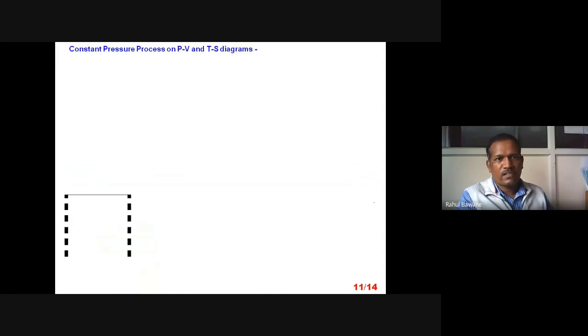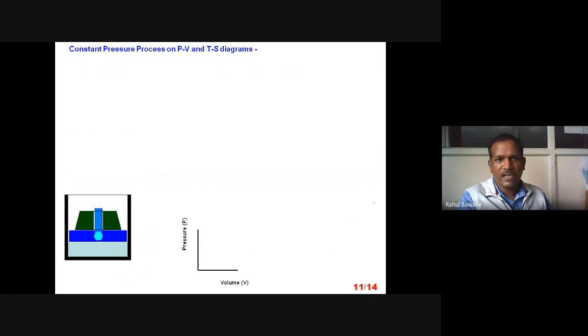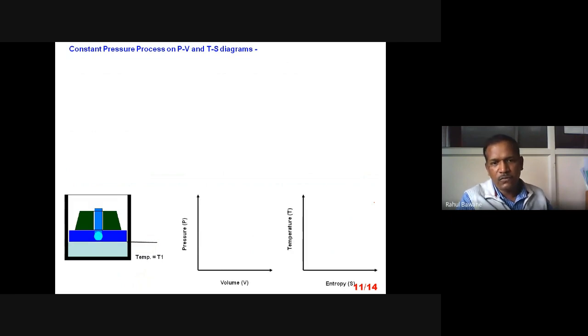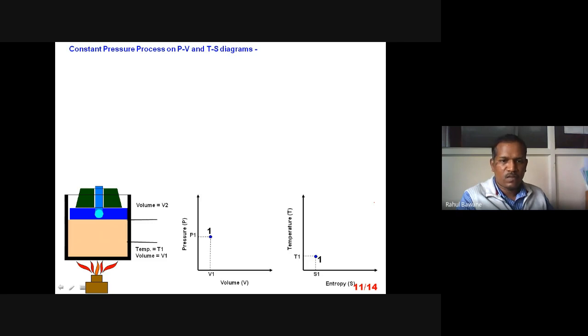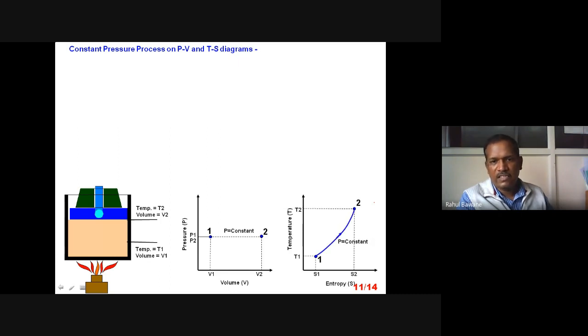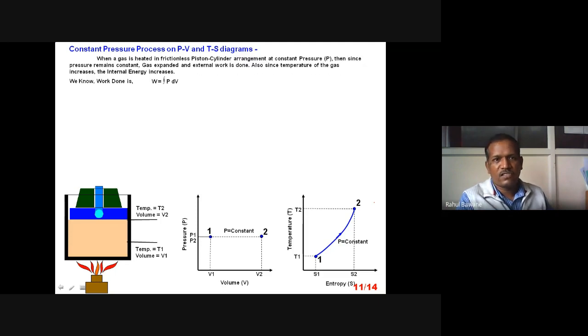Now the next is the constant pressure process, on PV and TS diagram. If we are not removing weight, the system experiences the same pressure. Now suppose heat is added, so the gas will expand and reach the second state. If I draw it on the PV diagram, as pressure remains the same, we get a horizontal line, but a curvy line on the TS diagram. Because heat is added, entropy will definitely rise. Entropy rises, temperature rises, so we get a curvy line. So this is our constant pressure process on PV and TS diagram.